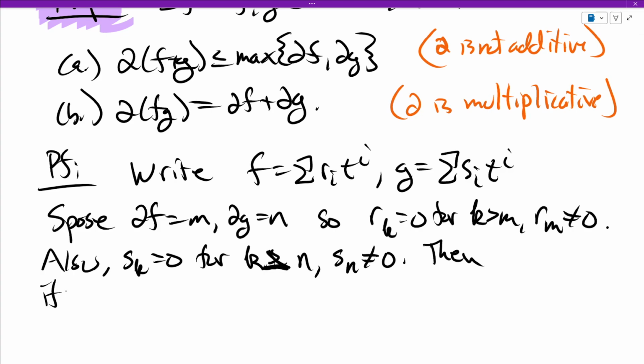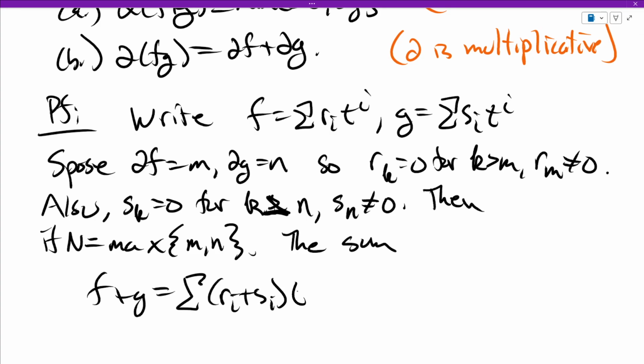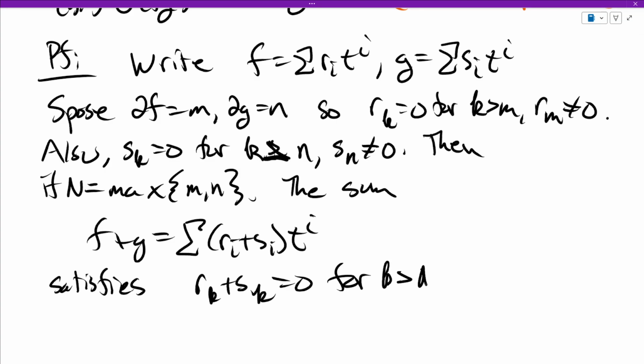Then, if N equals max of m and n, the sum f plus g, which is the sum of (r_i plus s_i) t to the i, satisfies r_k plus s_k is equal to 0 for k strictly bigger than N, because it exceeds both n and m, because big N is the maximum of them, so it's bigger than both of them.